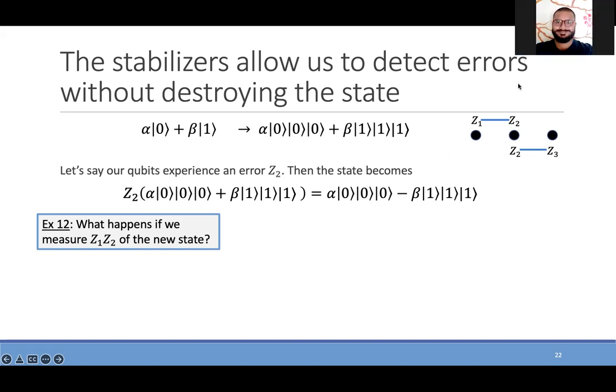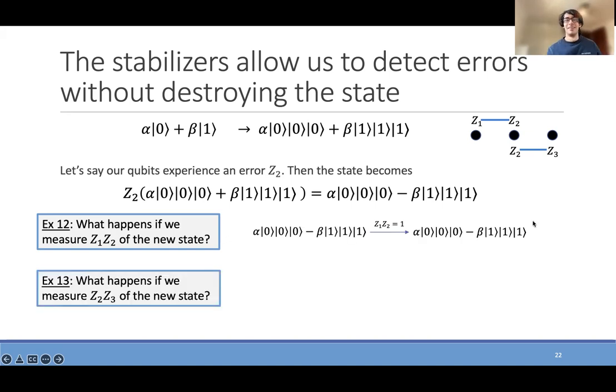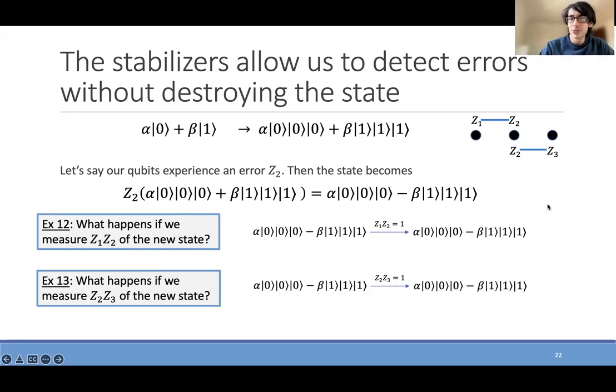The eigenvalue would be +1. The state would remain unchanged, I guess. Yes. So we still have a +1 of Z1, Z2. Great. And what about Z2, Z3? Yeah, same as before. Yep. So Z1, Z2 still gives us 1, and Z2, Z3 still gives us 1.